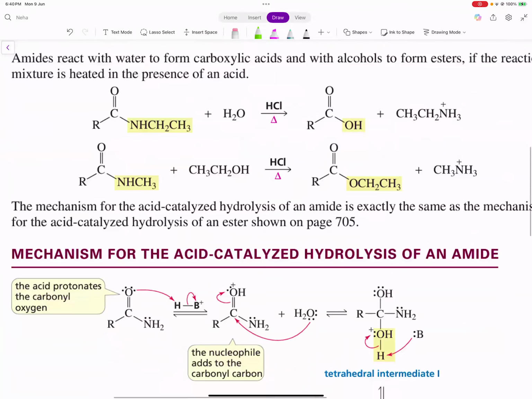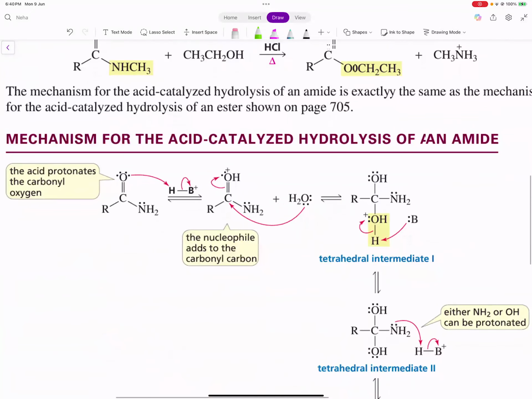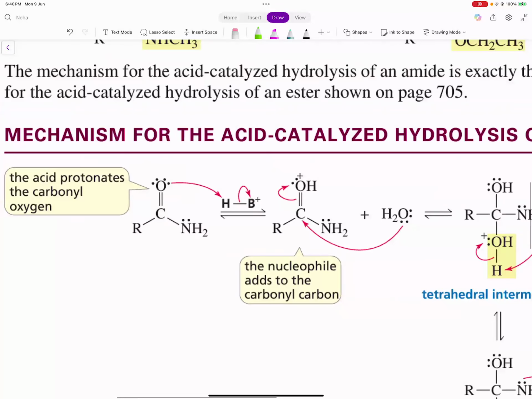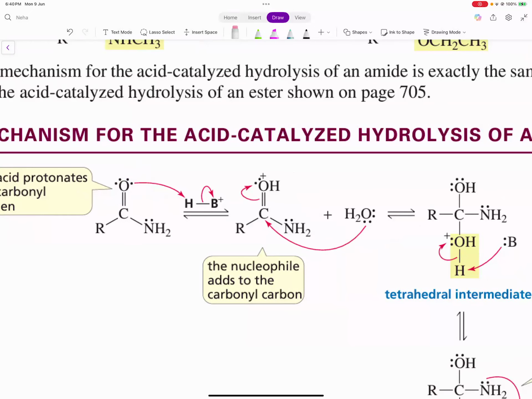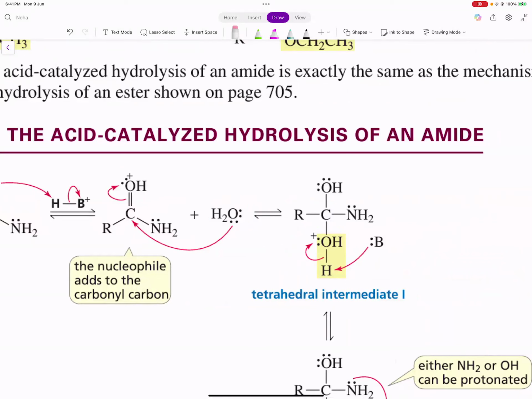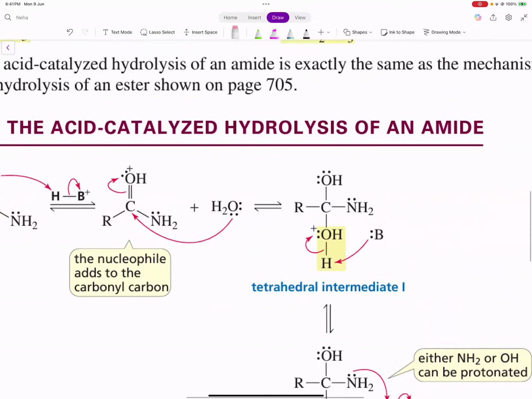See the mechanism. In the first step, this oxygen has gotten protonated. In the second step, this attack will occur. Till here it is fine. Whenever this attack occurs, this tetrahedral intermediate will lose its proton. Clear?